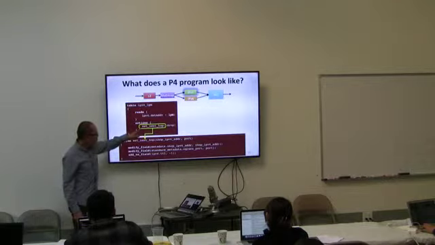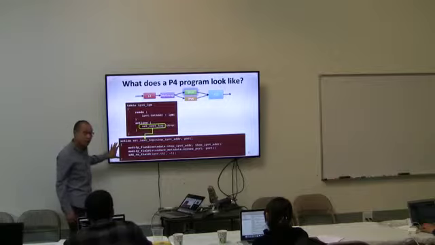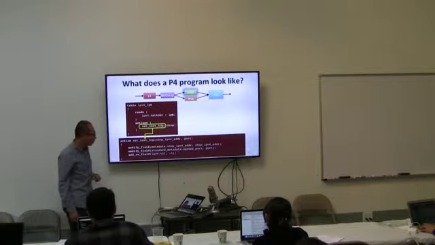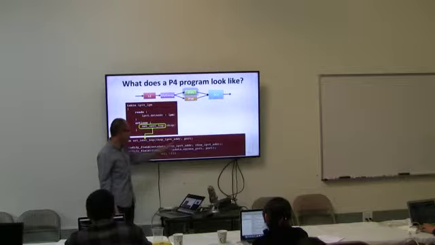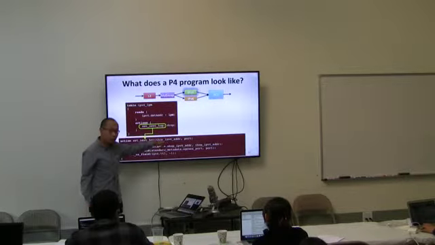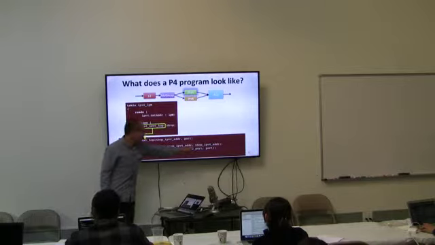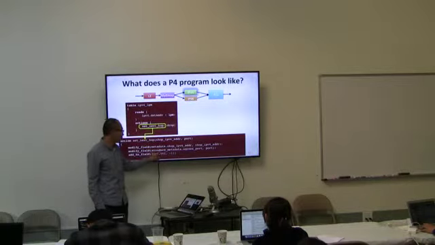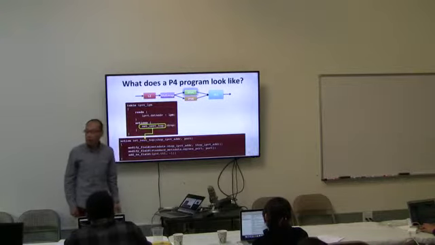So for this particular action, for example, set next hop, you define this action this way. Roughly, you get the next hop address and port number at runtime from the runtime system, and then you copy this parameter value into this metadata, and then you decrement the TTL value by 1. That's what it does.